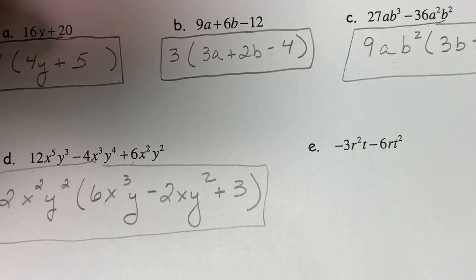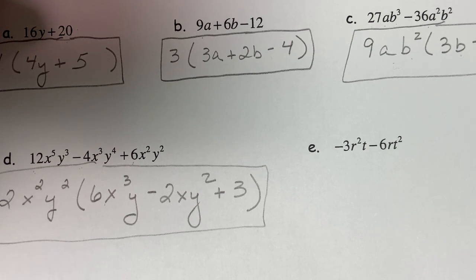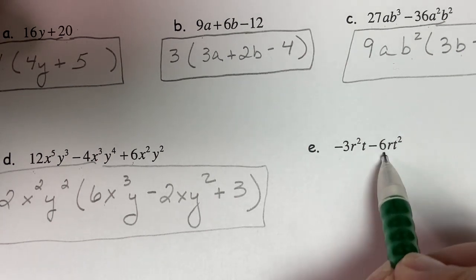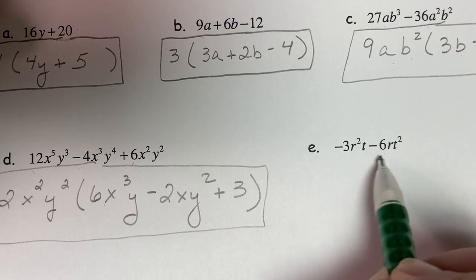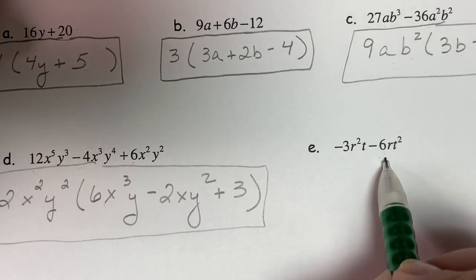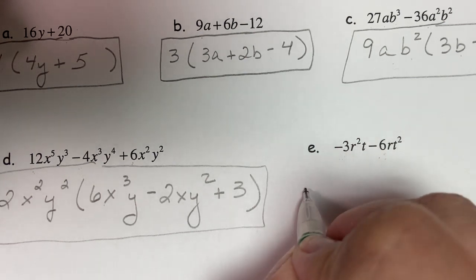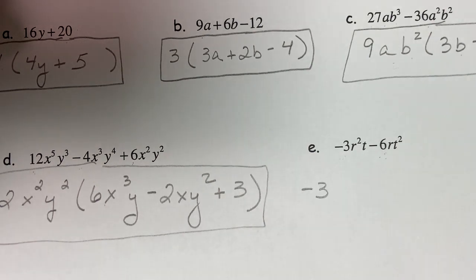For E, the point of E is sometimes it's advantageous to take out or have your greatest common factor be negative. And here's a situation where that's true. Notice how both of the terms are negative. It would look a lot nicer if they were both positive. So to do that, we're going to factor out a negative. What's the largest number that divides into 3 and 6? So we're going to factor out a negative 3.